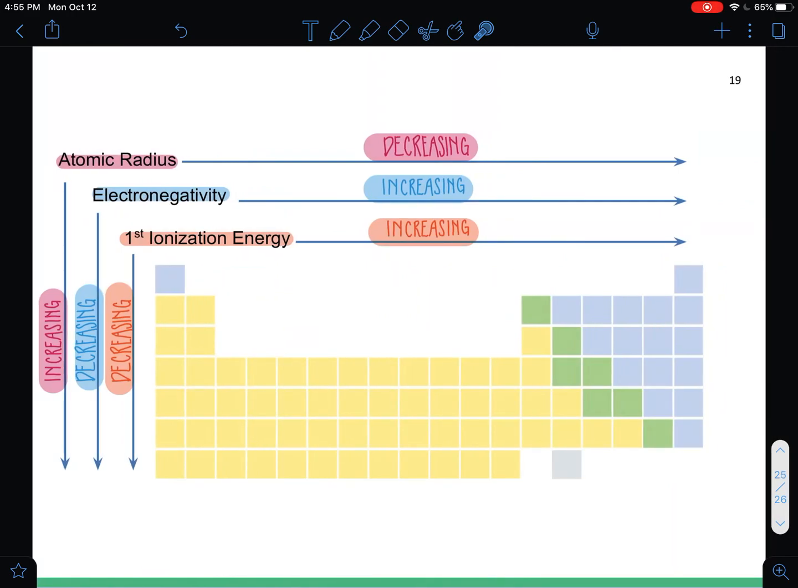All right, and here is the final chart. So all the arrows are pointing in the same direction. Atomic radius decreases going left to right, while electronegativity and ionization energy increase going left to right. Then going up to down, atomic radius increases while electronegativity decreases and ionization energy decreases.